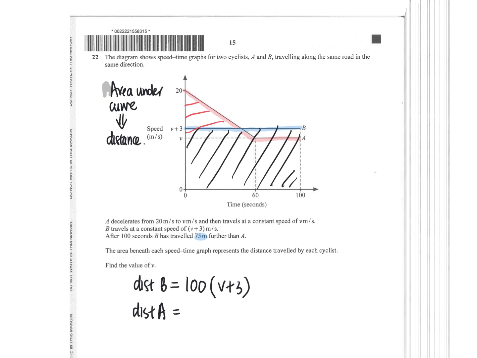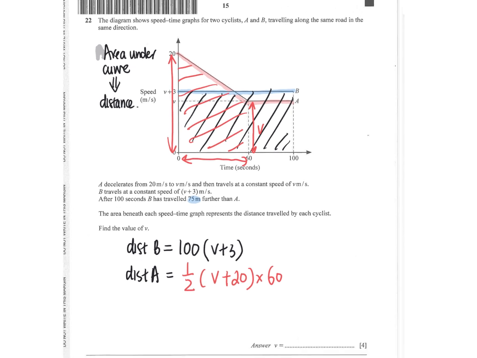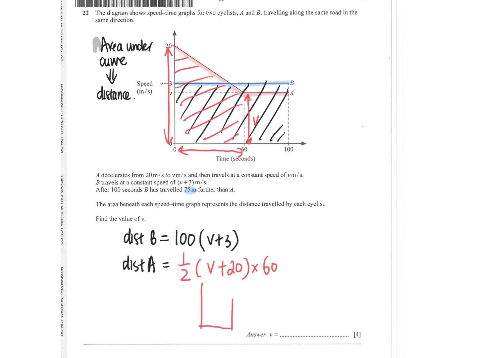This one, which is half times the sum of the parallel lines. So the parallel lines are V plus 20. And then you multiply by the height 60. So this is the trapezium. This one is 60, this one V, this one 20. Okay. And then you also need to add this part here, which is 40 times V.